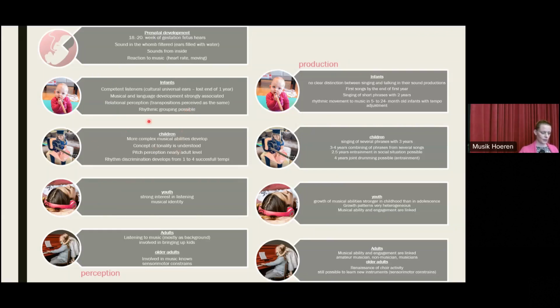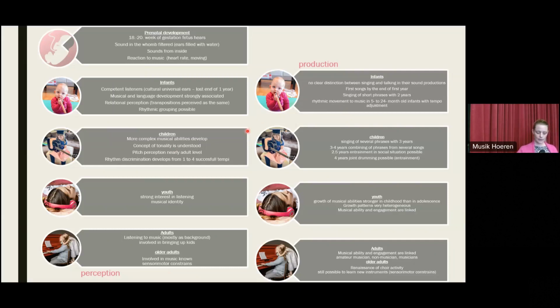And then for children, basic musical things are just at work on the perception side, and infants start producing with singing and drumming and some sort of dancing already. And then in childhood, the more complex musical abilities start to develop. More complex abilities, I mean, like pitch perception gets better, tonality comes into play. And in rhythm understanding and also rhythm production, there are a lot of things going on. So kids are getting much better in rhythmical skills.